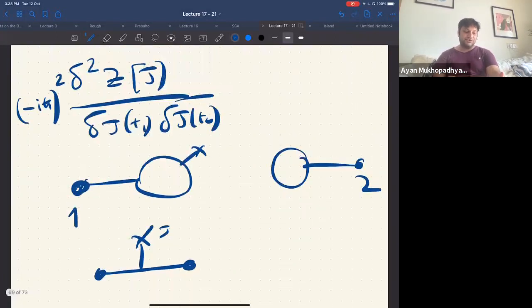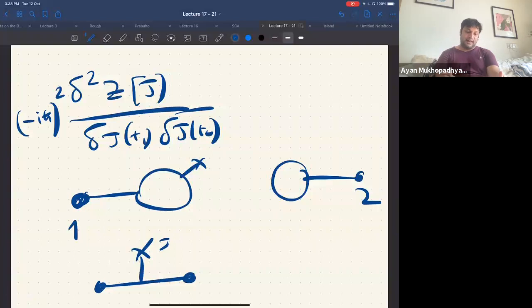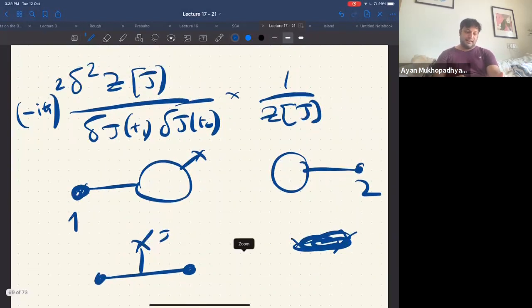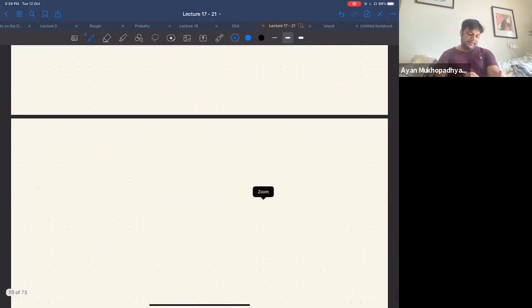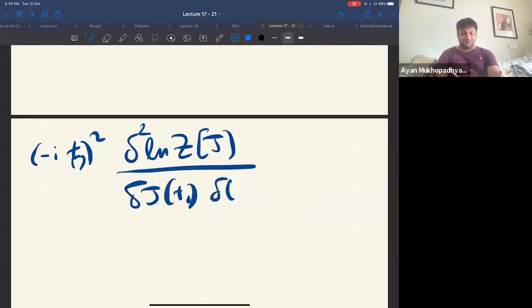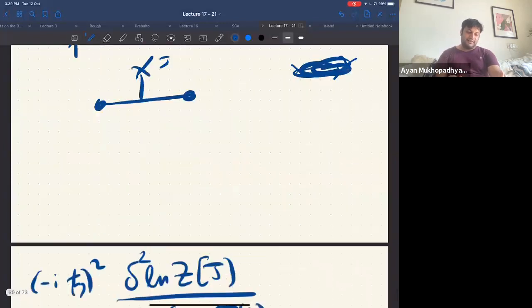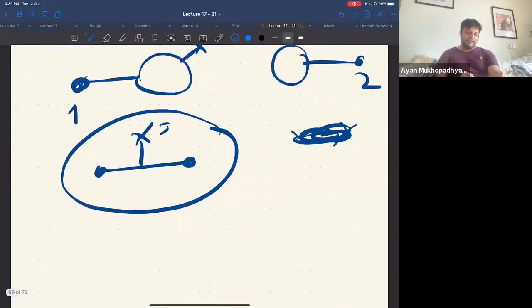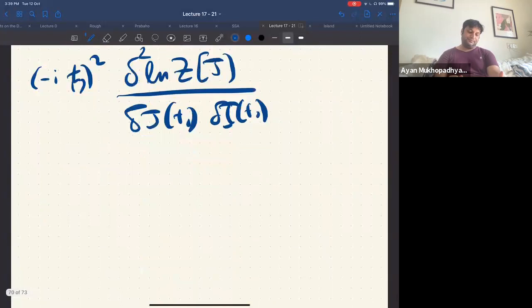It will entail these two kinds of things. And if I also do 1 over Z[J], it cuts out the other class of diagrams, which are simply this. This gets canceled out when I divide by Z[J]. I showed you that instead, if I do minus i h bar squared times the second derivative of log Z[J] with respect to J(t1) and J(t2), I only get connected two-point functions. I only get these two diagrams. This would be the sum over all connected diagrams of this kind.